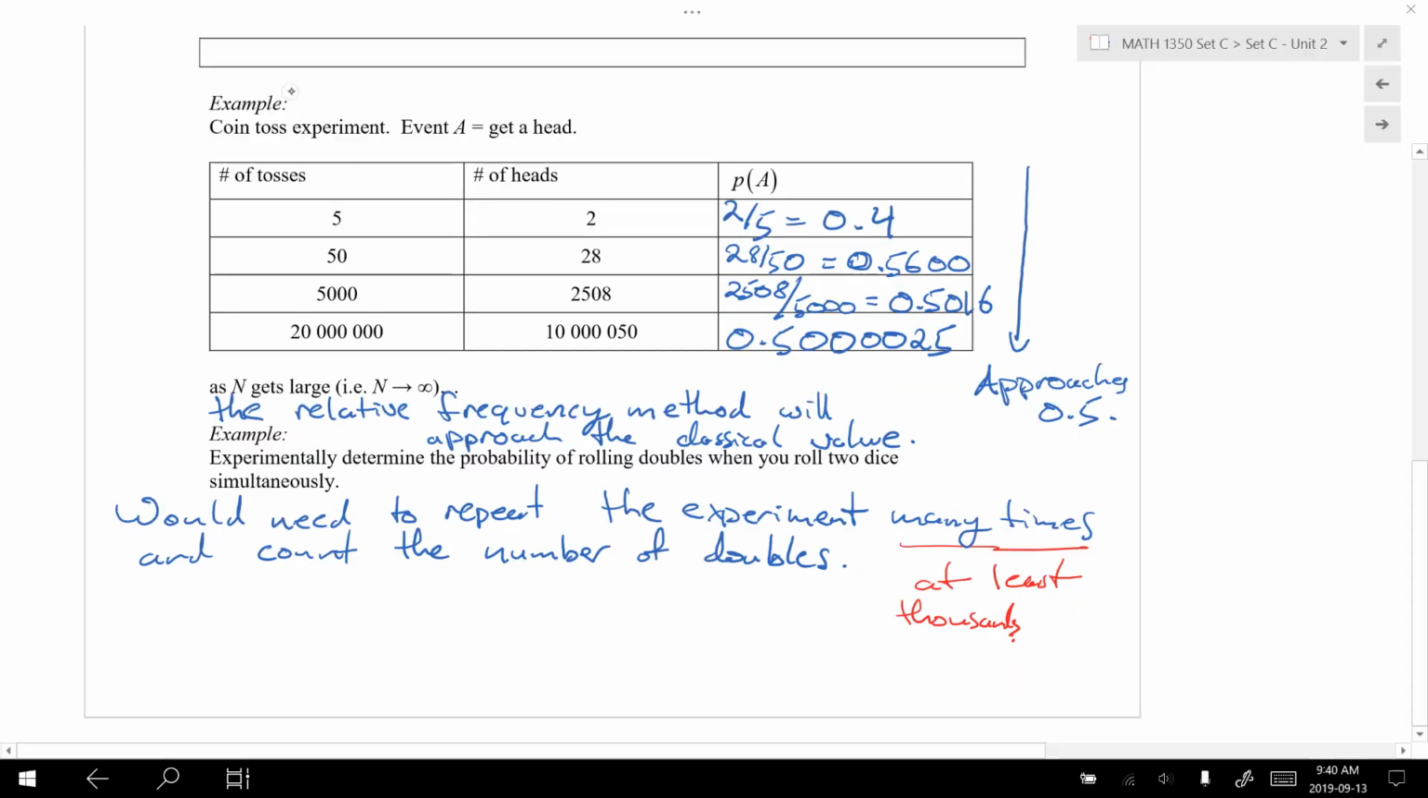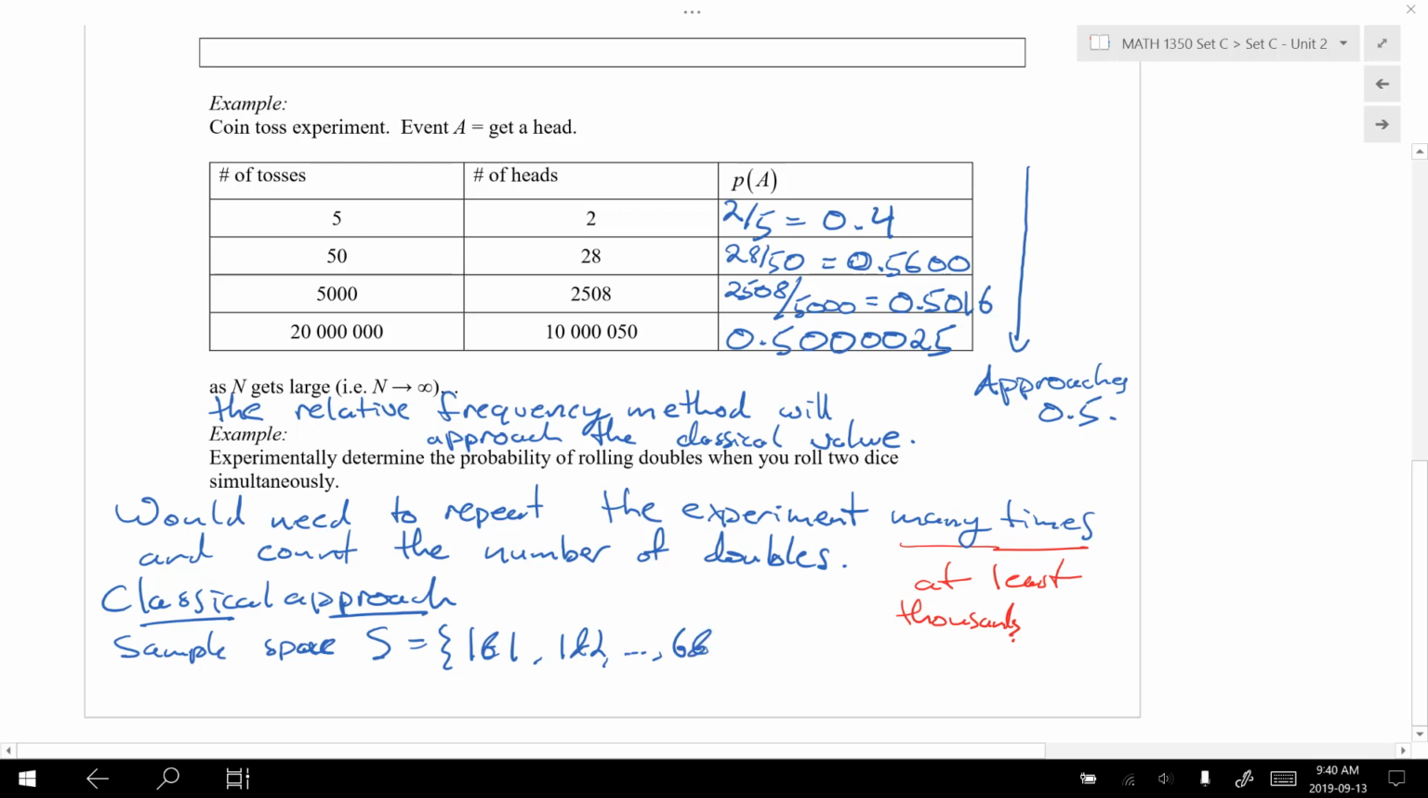We would probably want to do that using a computer, but we can think about the classical approach as well. So here, we've thought about this a little bit already. So the sample space consisted of 36 simple events, 1 and 1, 1 and 2, all the way up to 6 and 6.